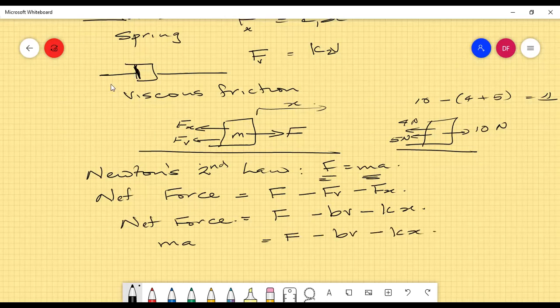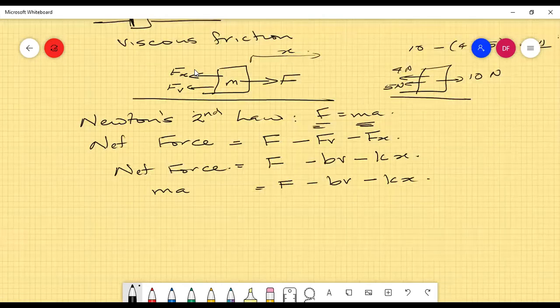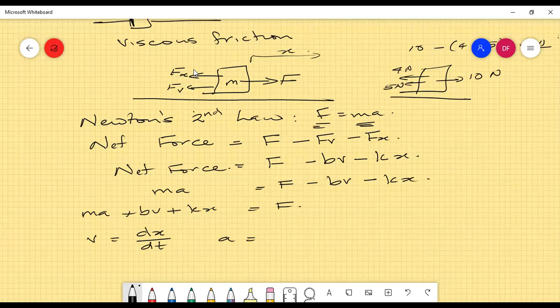If we carry everything over and leave our force, so we're going to have MA plus BV plus KX is equal to F. Now, we say that speed is rate of change of displacement, and acceleration is rate of change of velocity.